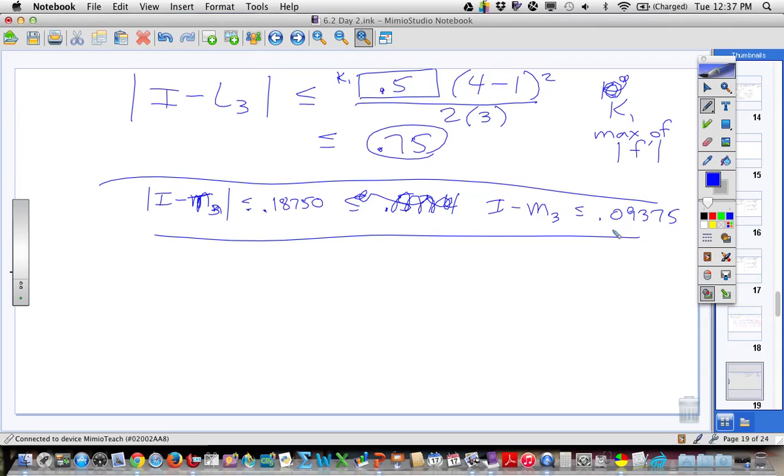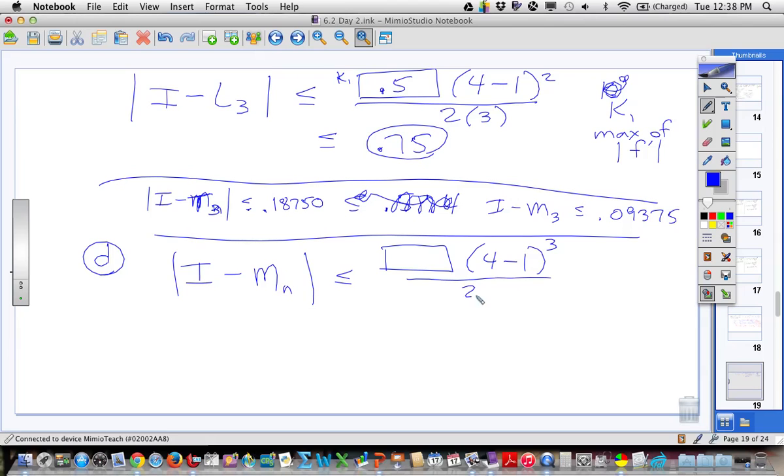And that's using 0.75 as your K2 value, right? Now let's show that that actually is the K2 value. Let's do part D. Part D then, this is another thing you need to be able to do, and that is how many midpoint rectangles do I need to guarantee that I'm within 0.005. So that would be 4 minus 1, that would be cubed. This would be 24n squared. And we want that to be less than or equal to 0.005. And so right here I need the K2 value, which is the max of f double prime.